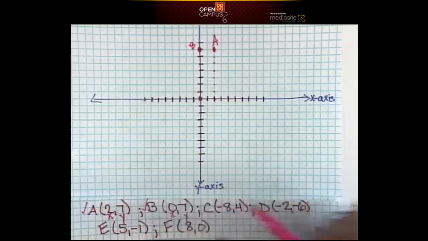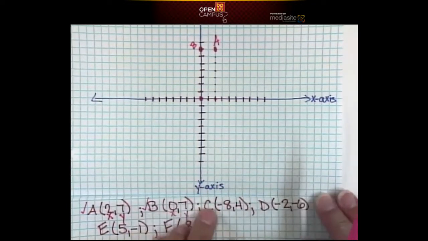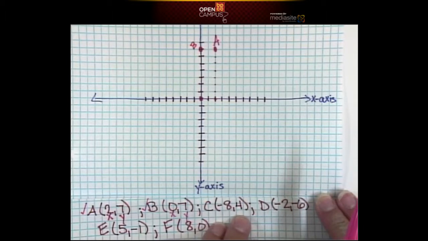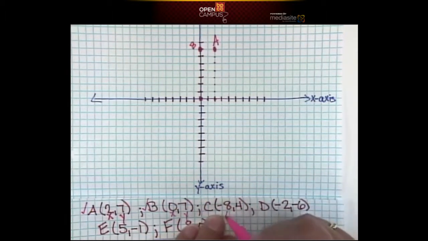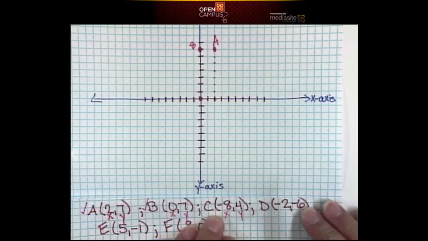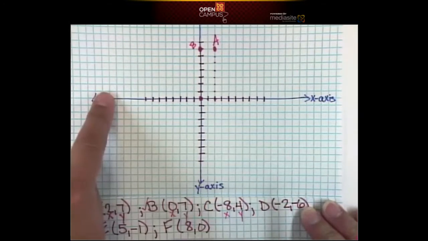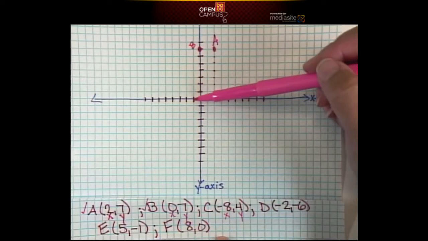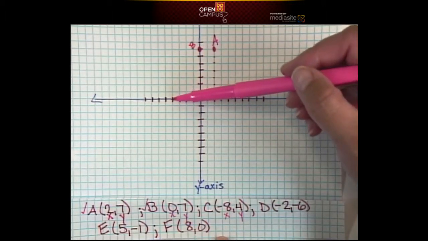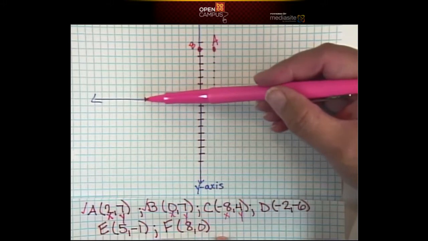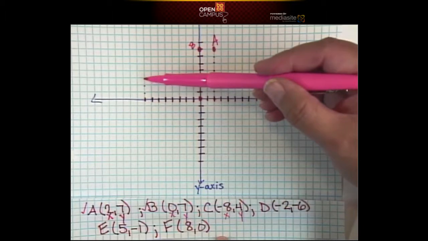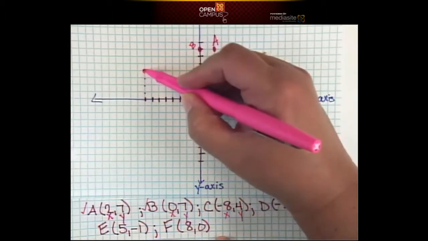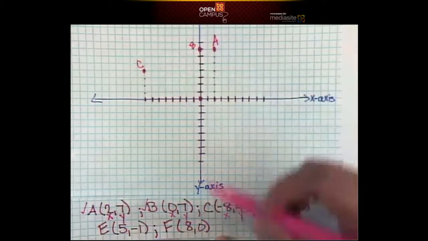All right, I'm moving on to C. Point C says -8, +4. -8 is your x value, +4 is your y value. So when I move -8 on the x-axis, -8 goes to the left. So I start at the origin and I move over 8. 1, 2, 3, 4, 5, 6, 7, 8. And I'm going to move up 4. 1, 2, 3, 4. There's my point. Label it C. Check it off.